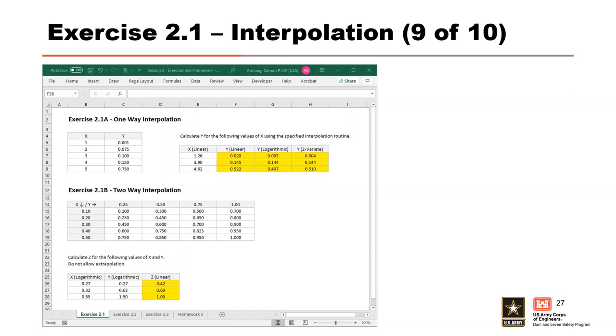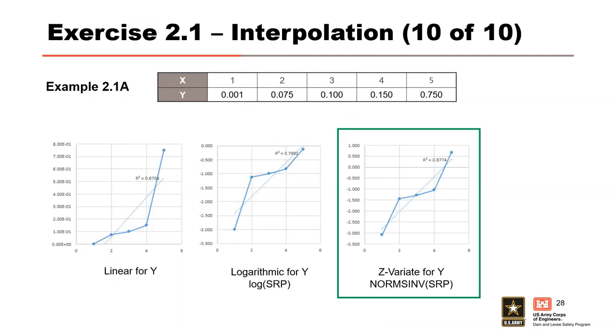Before I turn it back over to Damon, let's go back to exercise 2.1a for a second. We completed the interpolation three different ways using three different transformations for y, but which method is most appropriate? If we plot out the results, plot some trend lines, and look at the computed r-squared values, we can see that the z-variate transformation results in something closest to a straight line and, in this instance, would be the best choice. That covers interpolation and extrapolation.